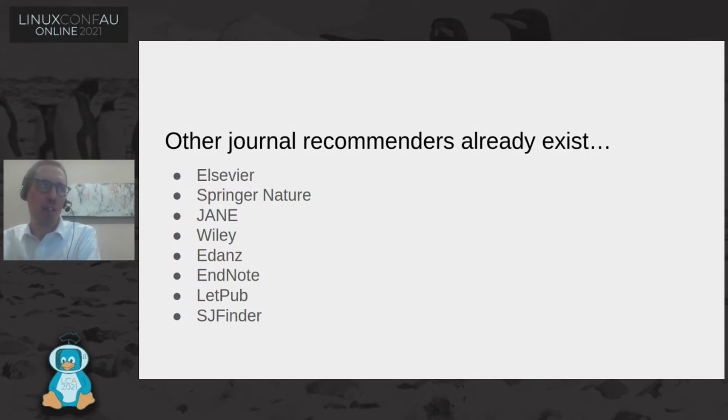There are other journal recommenders out there. This is not the only one. Here are some other organizations that have journal recommenders. These are probably all better resourced than my project, but mine fills a niche that I believe is not addressed by these other ones. It's fully interdisciplinary and it's fully openly licensed. So the code is openly licensed, it's MIT licensed, and the journals themselves are openly licensed.